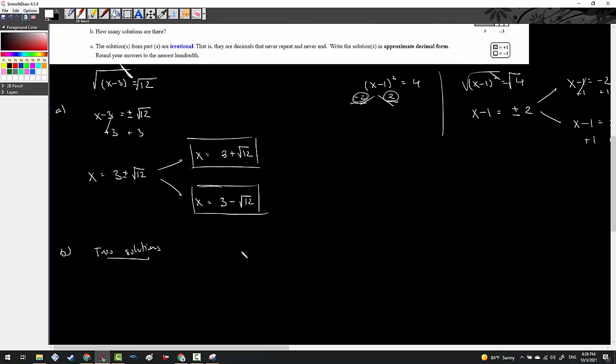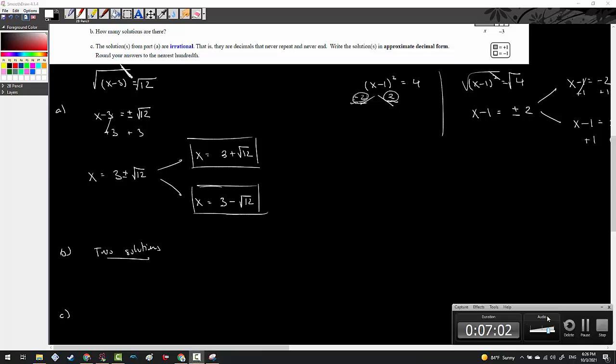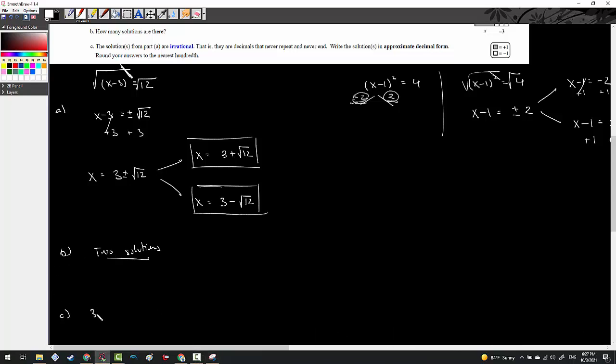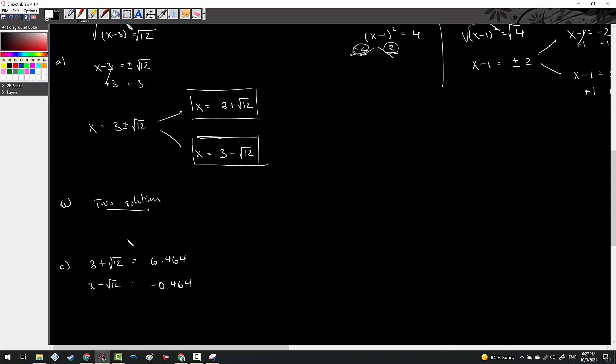Now it says the solutions from part A are considered irrational. And so they are decimals that can never repeat and never end. We will write these in decimal form. Okay, so that is going to end up becoming 3 plus rad 12 will be 6.464, and then 3 minus rad 12 will be negative 0.464. And there you are in decimal form.